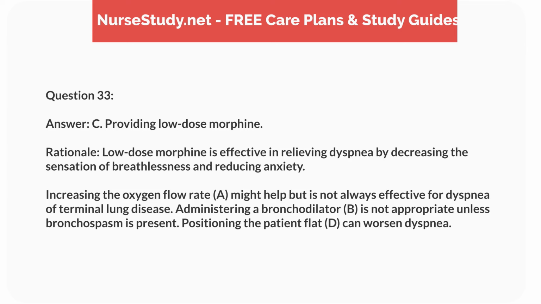Answer: C. Providing low-dose morphine. Rationale: low-dose morphine is effective in relieving dyspnea by decreasing the sensation of breathlessness and reducing anxiety. Increasing the oxygen flow rate, A, might help but is not always effective for dyspnea of terminal lung disease. Administering a bronchodilator, B, is not appropriate unless bronchospasm is present. Positioning the patient flat, D, can worsen dyspnea.